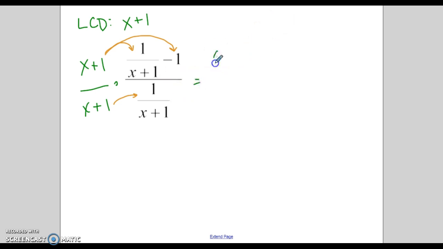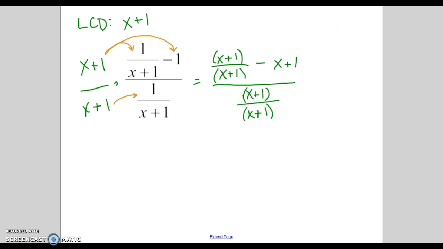So, on the top, I get x plus 1 over x plus 1 minus, and then x plus 1 times 1 is x plus 1 over, and then down here I got an x plus 1 over x plus 1. And now you can see there's a lot of x plus 1s that cancel. So I get, don't forget that becomes a 1, minus, and then x plus 1 over, and that becomes a 1.